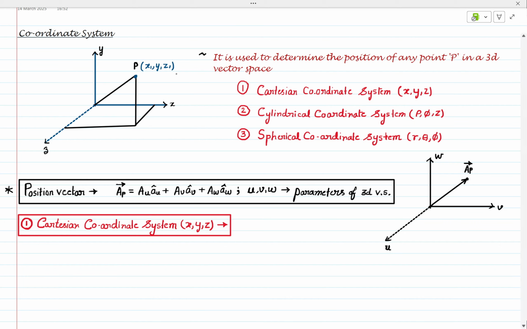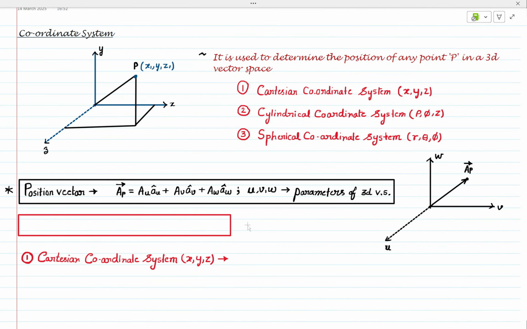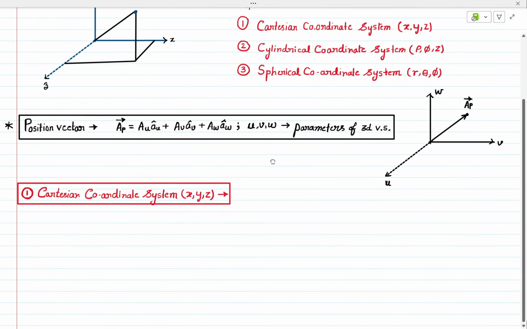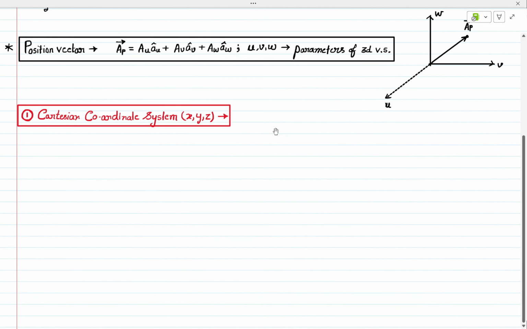Now let's come back to the main topic, today's main topic, that is the Cartesian coordinate system. Just a minute. So our main topic is Cartesian coordinate system.